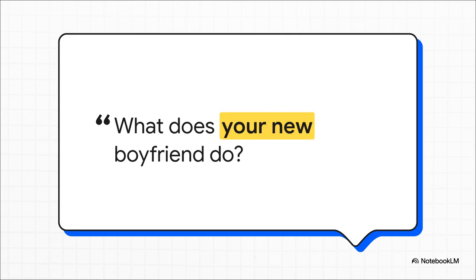Listen closely. Father, so tell me about your new boyfriend. What does he do? Daughter, guess. Father, does he wear a uniform? No. Father, is he a salesman? No. Father, I give up. What does he do? Daughter, he's a student.